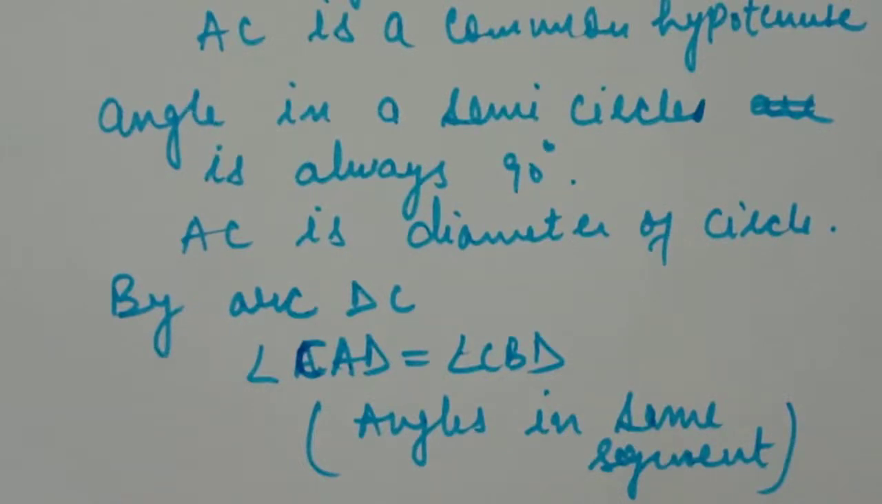For this we have to prove it. All four vertices lie on the circumference of the circle. It means it is a cyclic quadrilateral, and we already proved that these two angles are 90 degrees. Then AC is the diameter of the circle, and by an arc these two angles are drawn in the same segment, so they both are equal to each other. Now question number 12.